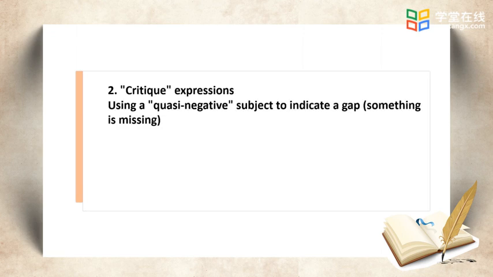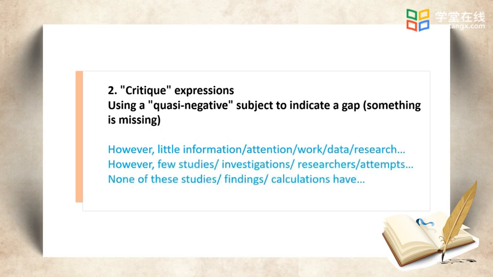The second language focus is on critic expressions, which are often used to indicate a research gap. They include quasi-negative subjects and alternative expressions. Probably the most common way to indicate a gap is to use a quasi-negative subject. By indicating a gap, the writer shows that the research conducted so far is not yet complete or sufficient. For example, however little information, however few studies, none of these studies, etc.